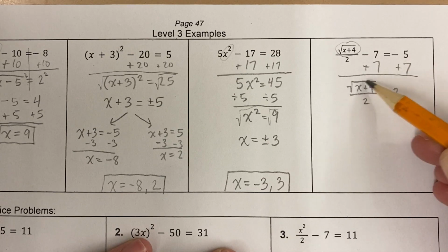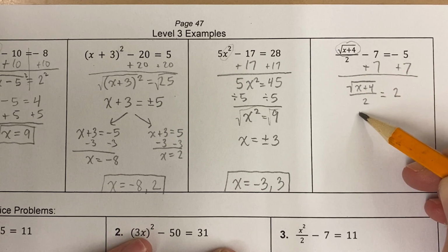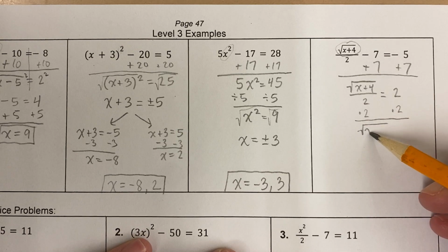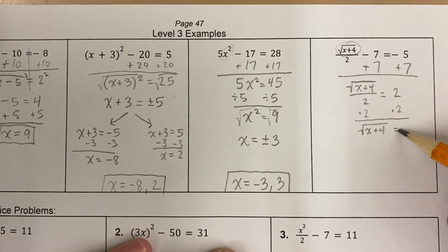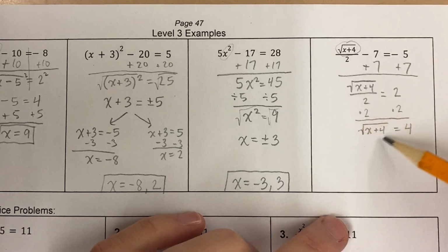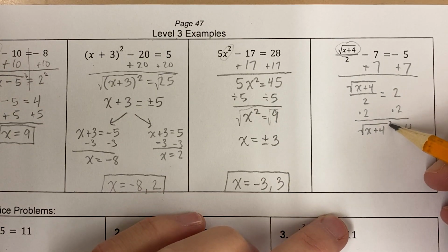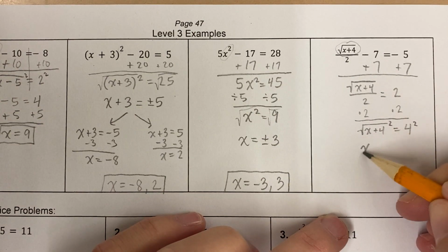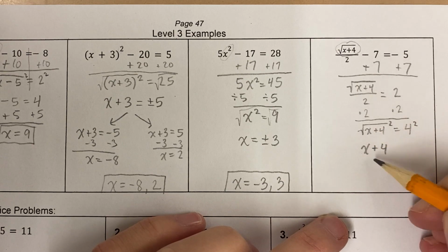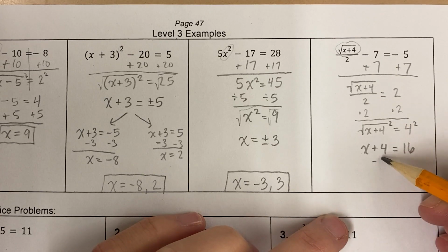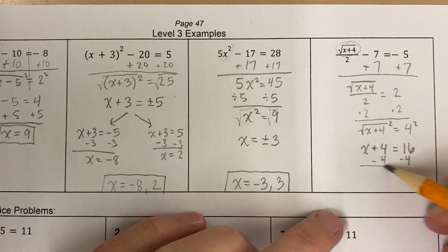Now, this whole thing is being divided by 2, so I'm going to get rid of that by multiplying by 2. I get the square root of x plus 4 equals 2 times 2, which is 4. Now I have something that's being square rooted. It's all by itself, so I can say, okay, I'm ready. Let's go ahead and square both sides. So the square and the square root cancel. I'm left with x plus 4, and then 4 squared, that equals 16. And I'm going to just subtract 4 on both sides, and I get 12.